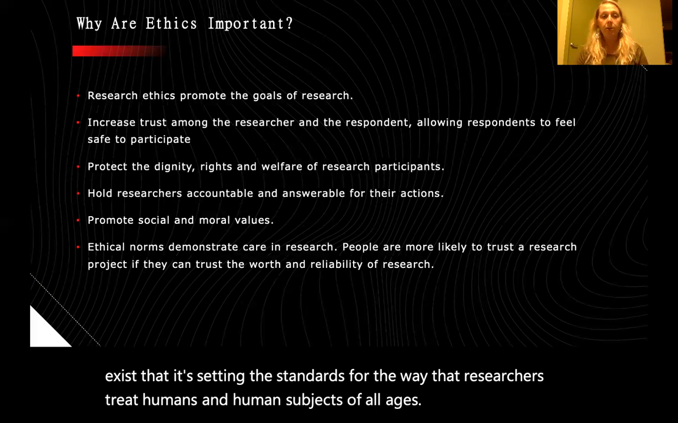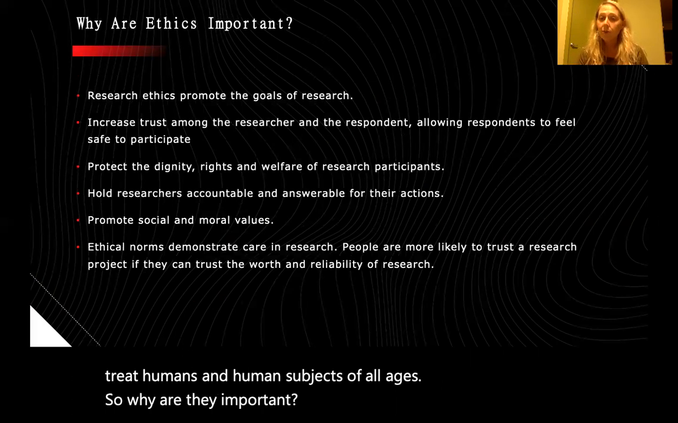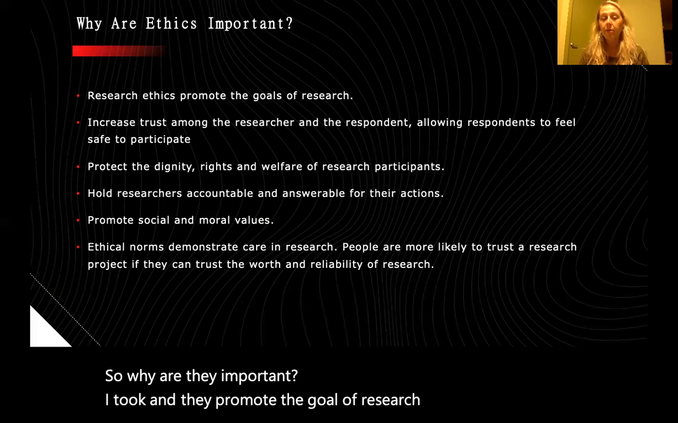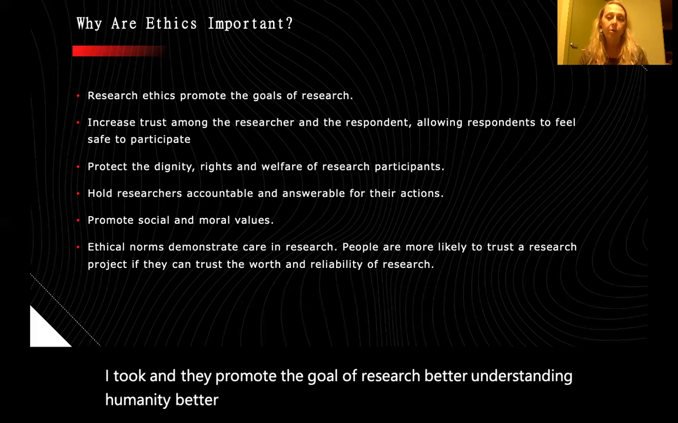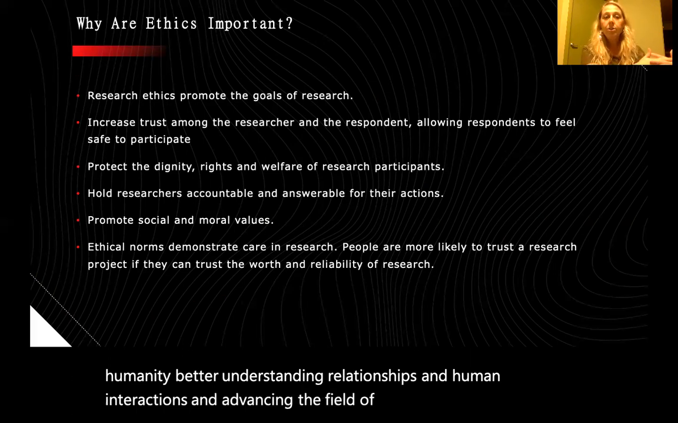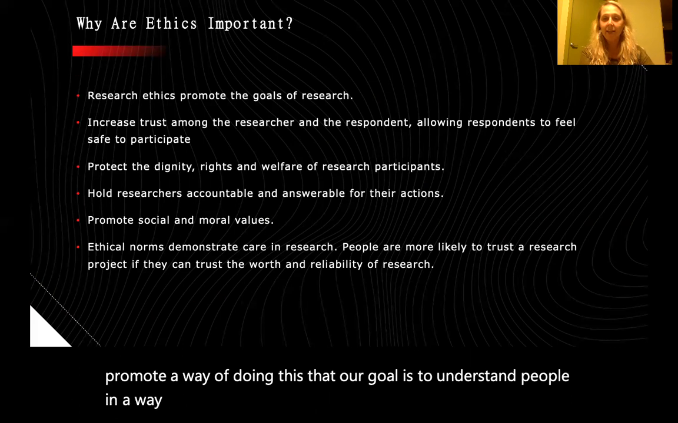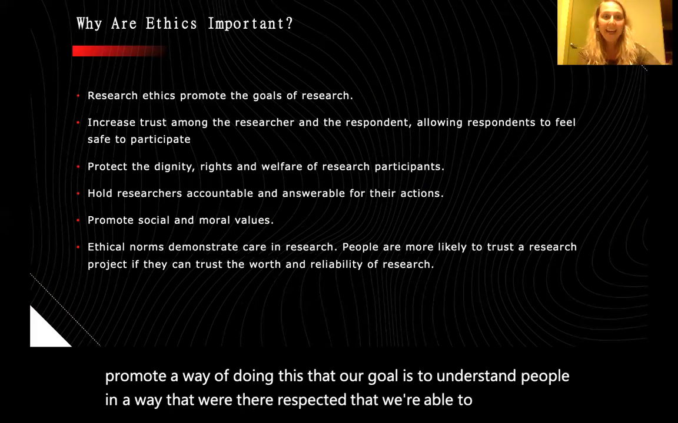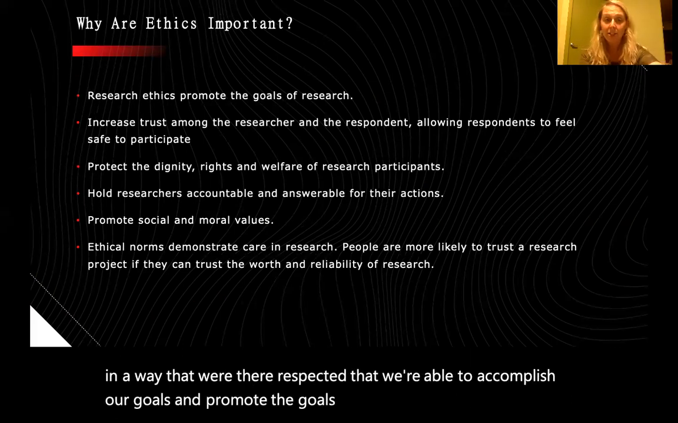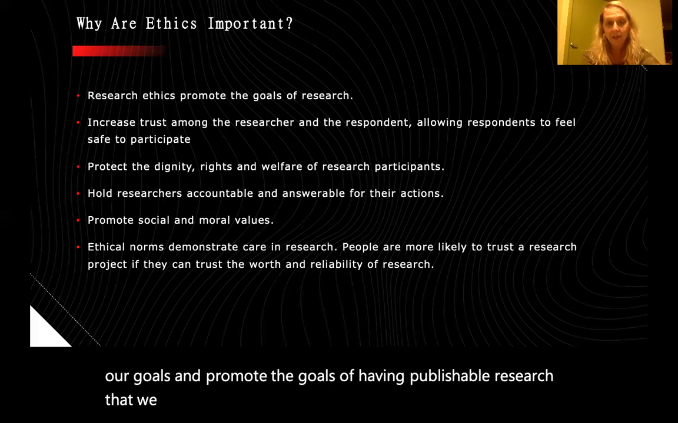So why are they important? Again, they promote the goal of research: better understanding humanity, better understanding relationships and human interactions, and advancing the field of science. These ethics promote a way of doing this, where our goal is to understand people in a way where they're respected, that we're able to accomplish our goals and have publishable research that we can share to advance the field.